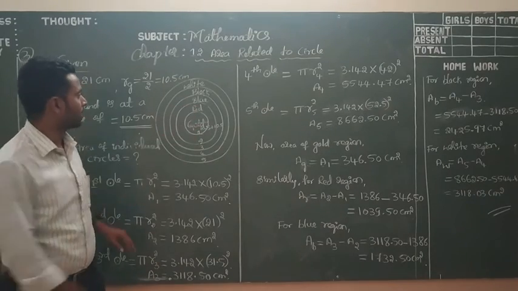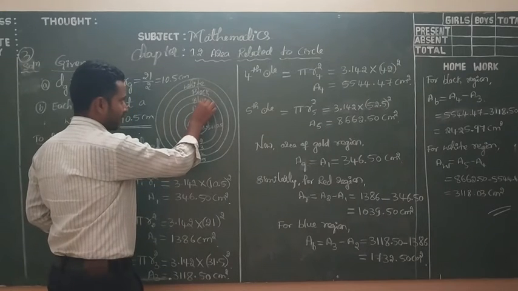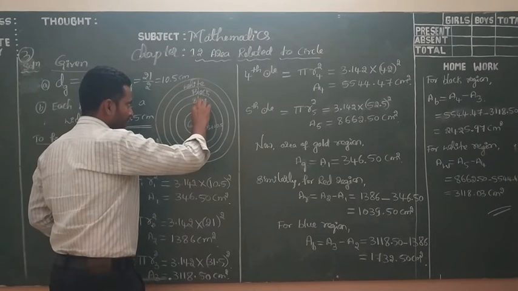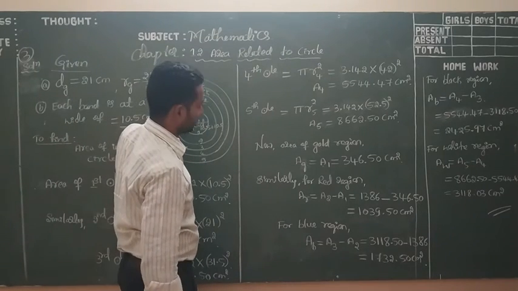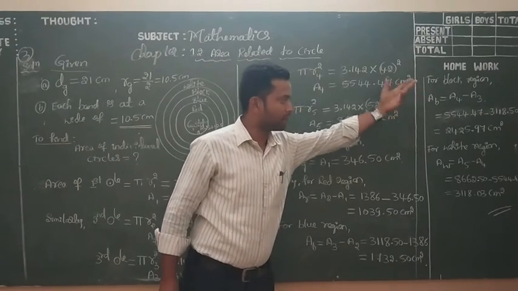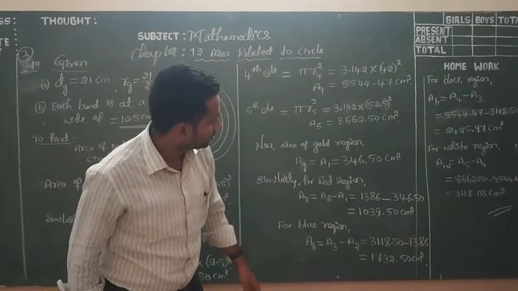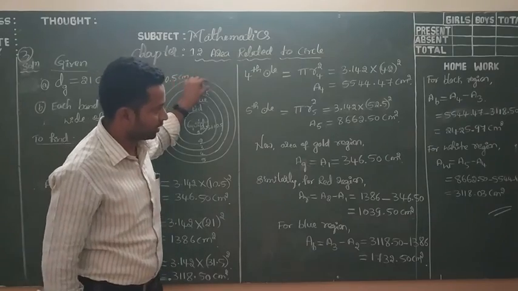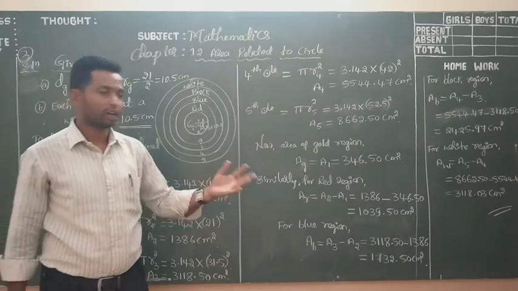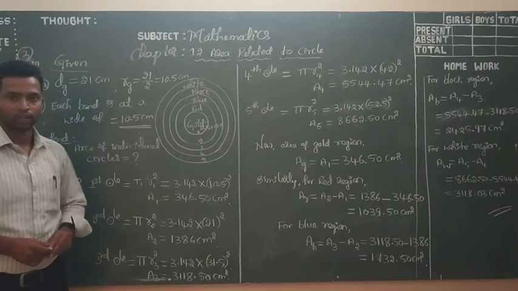Similarly, the blue region. The area of the blue region is obtained by subtracting the area of the second circle from the area of the third circle. Similarly for the black region and the white region. Finally we get the area of the white region as 3118.03 centimeter square. So this is the third problem. Okay. Next.